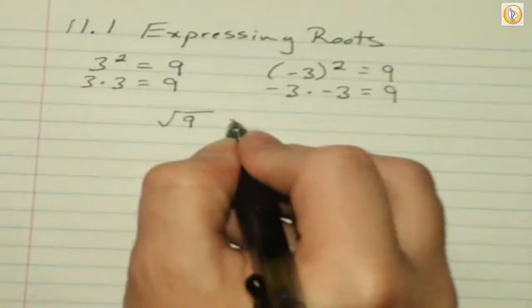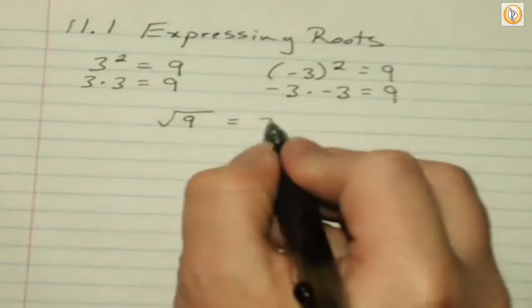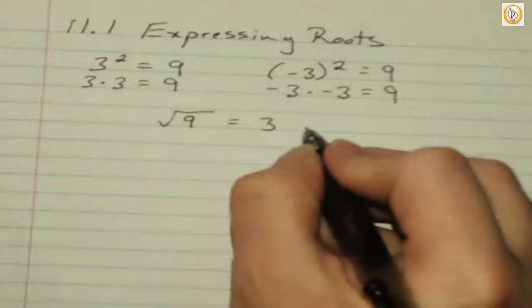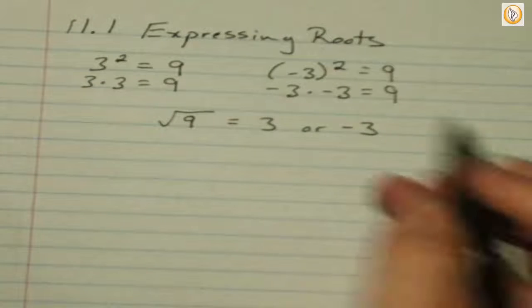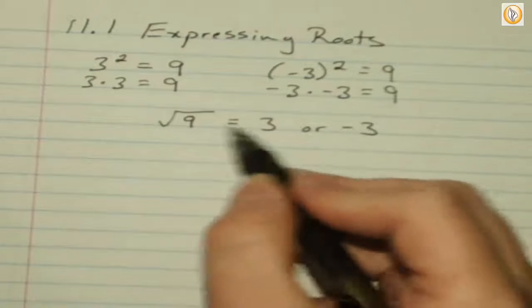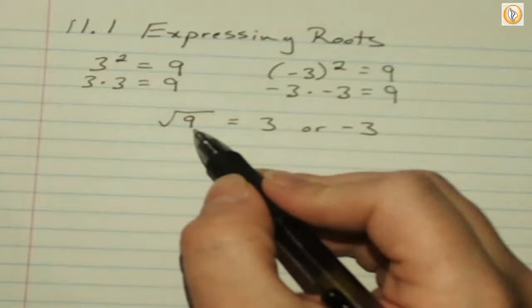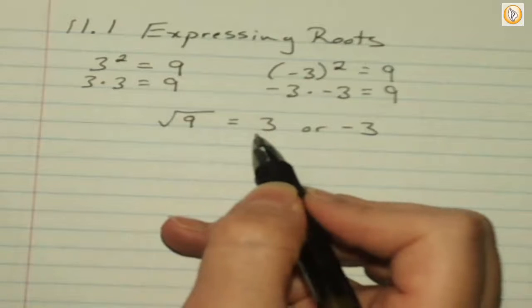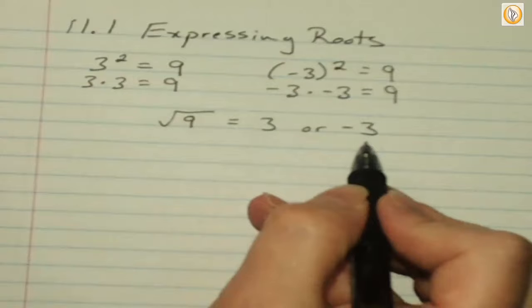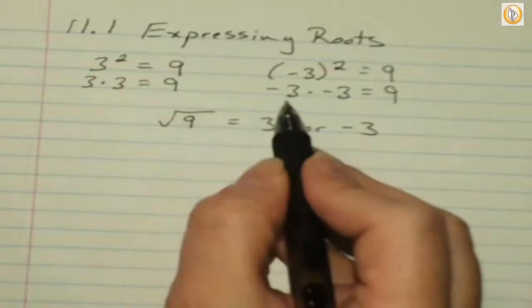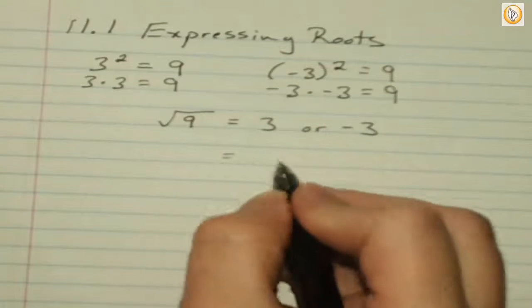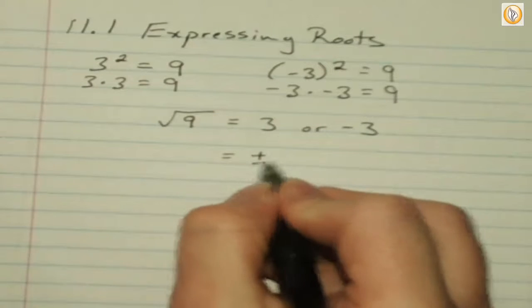So then this is what? 3. Or it can be -3, because -3 times -3 is in fact +9. All this time you've been taught that the square root of 9 is 3, but it can also be -3, because -3 times -3 is 9. So therefore, it would be written as ±3.